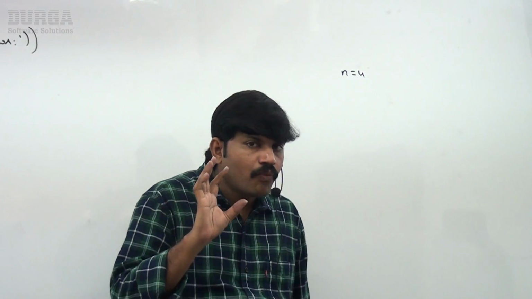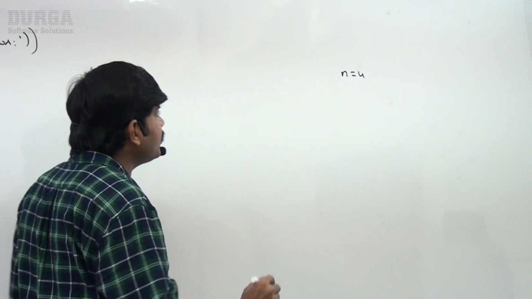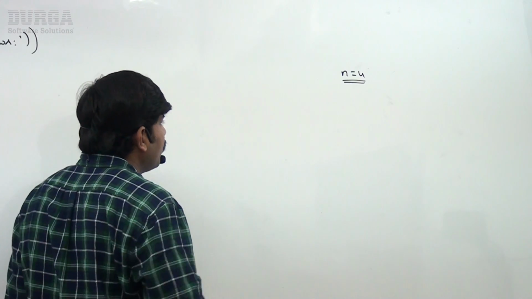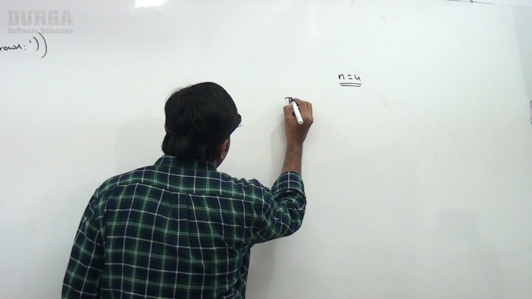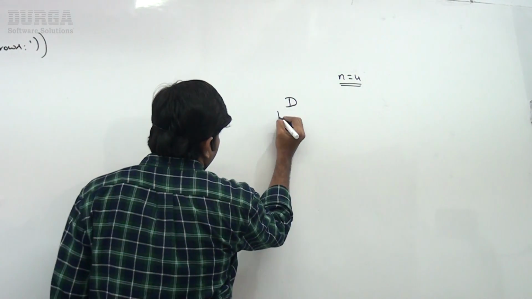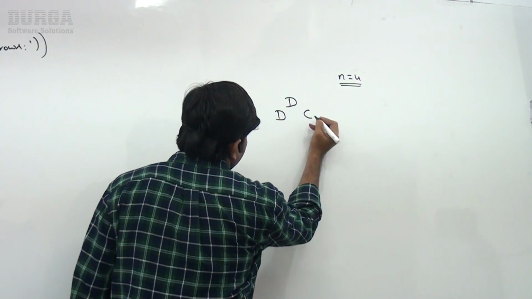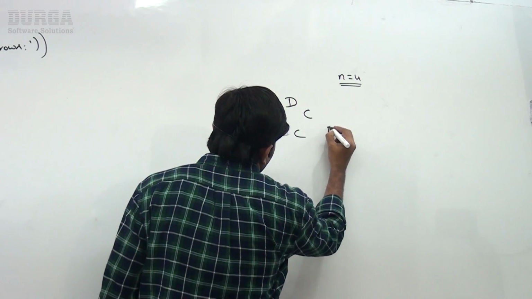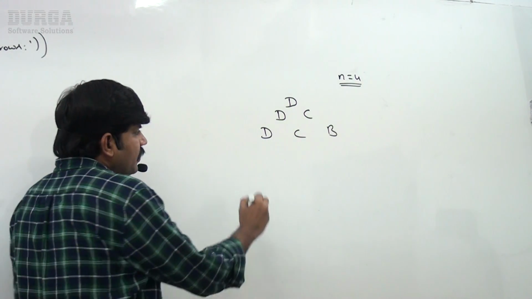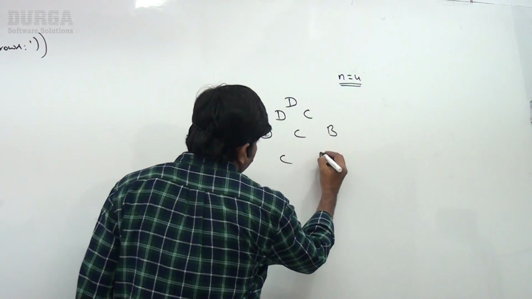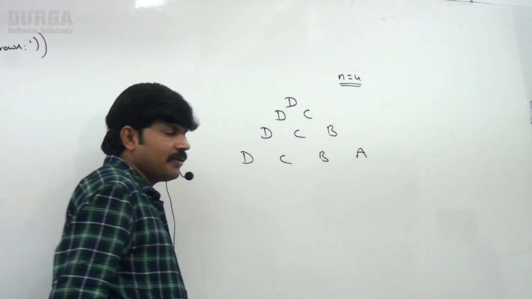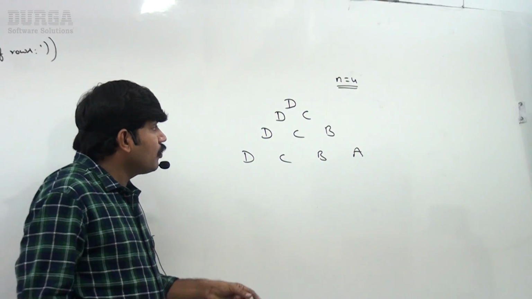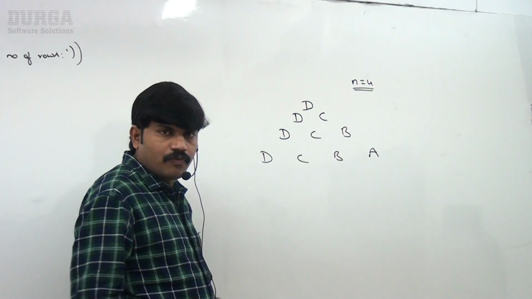Now what is my expected pattern if n is equal to 4, number of rows is equal to 4. My pattern is D. Next D followed by C, D C. Next D, C, B. Next D, C, B, A. This is the pattern I am expecting. So how many rows are there? 1, 2, 3, 4. 4 rows are there.